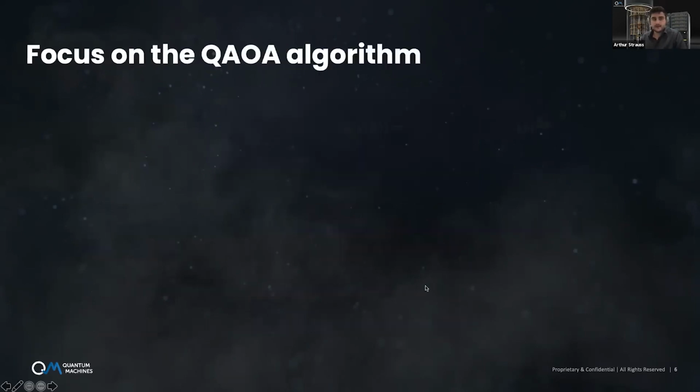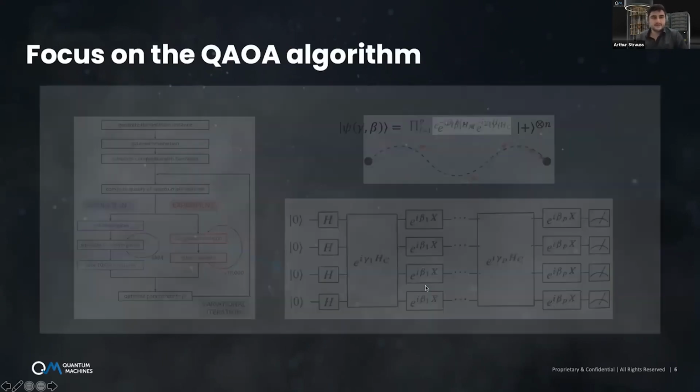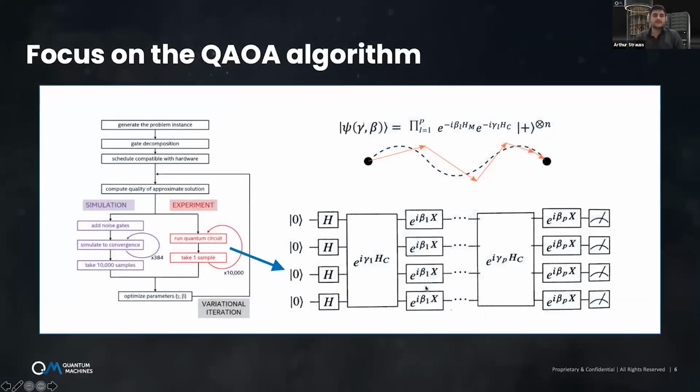Okay, so now let's dive into the algorithm itself. The algorithm is again all centered around this classical quantum subroutine. So the quantum computer will actually be used as a sampler for potential bit strings, because at the end of the day, what you're going to measure are sets of bits.